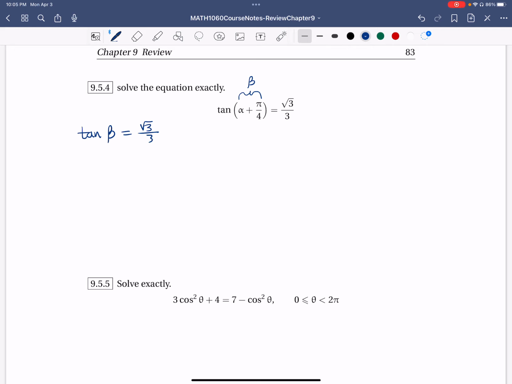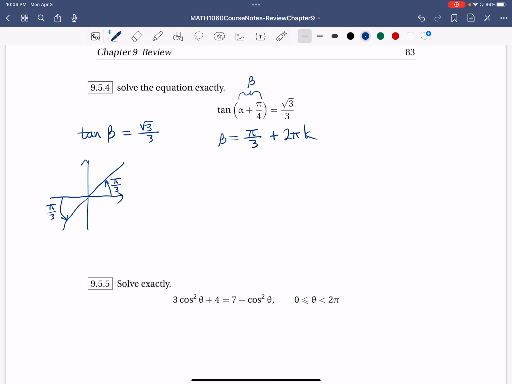Right, and if the tangent is positive, that means that our angle is either going to be in the first or the third quadrant, and root 3 over 3 is going to give us the angle pi thirds as the reference angle. So we have pi thirds there, and we have pi thirds here. And that tells us that we can have beta equals pi thirds, right? And then you can add any integer multiple of 2 pi to that, so you'll get plus 2 pi k.